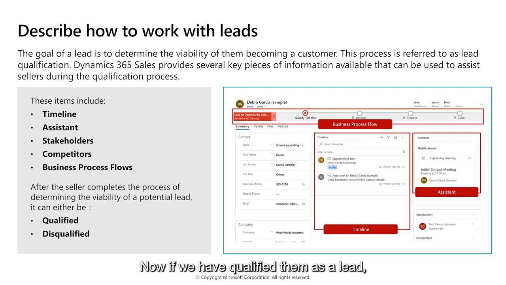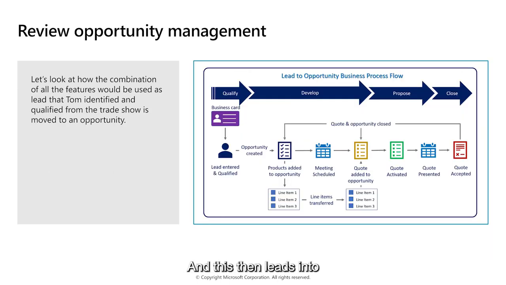Now, if we have qualified them as a lead, we then move it to the opportunity stage, and this then leads into opportunity management. So we've got the business process that we've had before, and we've qualified the lead, so we're happy with that. We've taken the information from it, and we move into the develop stage. We create the opportunity automatically when we qualify a lead as being a proper qualified lead. We're not disqualifying them. It creates the opportunity automatically within the system. And what we can then do is add product lines to the opportunity. When we add products, we will then have prices from the product catalog, which is associated with it.